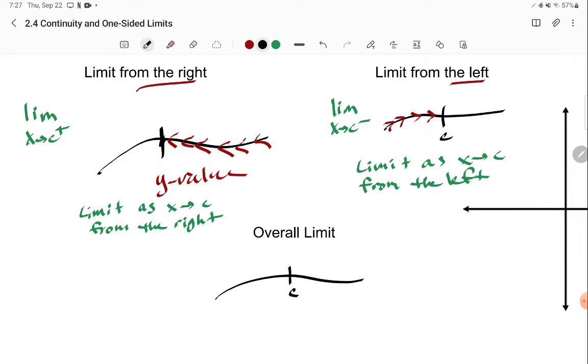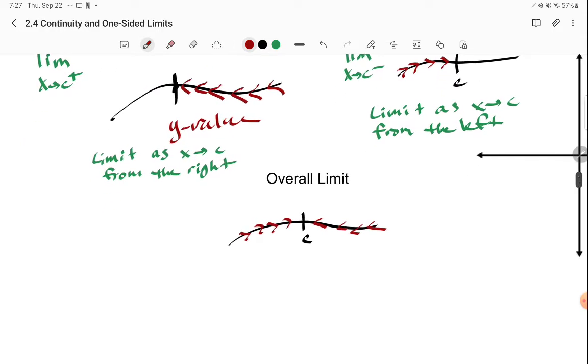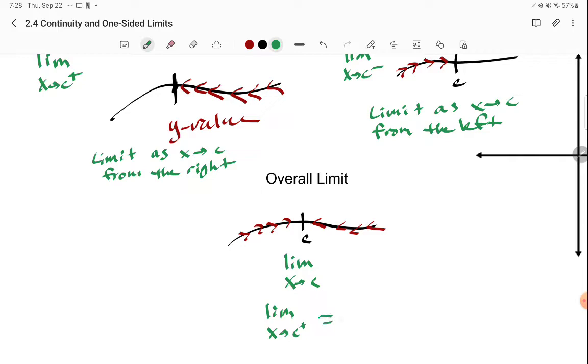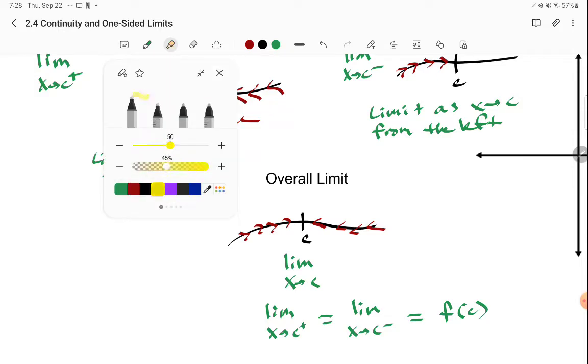So here is our graph. We have our point C. And you notice your limits from the right and left are the same. And in order for the limit as x approaches C to exist, it has to be that the limit as x approaches C from the right has to equal the limit as x approaches C from the left. And also there has to be a value at that point. So this also has to equal f of C.